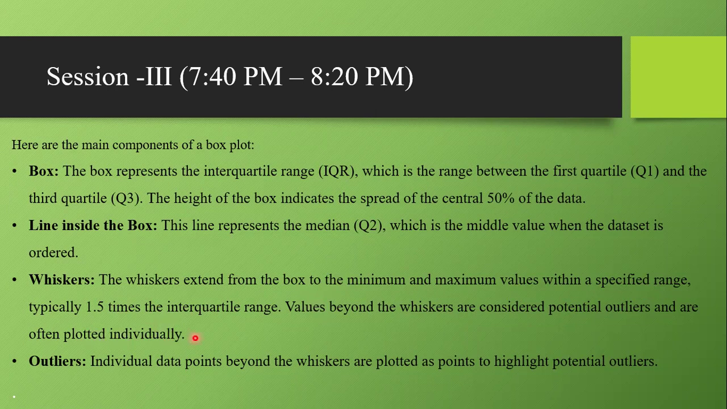So when we create a box plot, we will identify some outliers which are outside the whiskers. I will let you know graphically which part of it I would consider the median, which part quartile 1, quartile 3, and which part we consider as a whisker. Outliers: individual data points beyond the whiskers are plotted as points to highlight potential outliers. So when we identify the whiskers, we will also point out how many outliers are in our data.